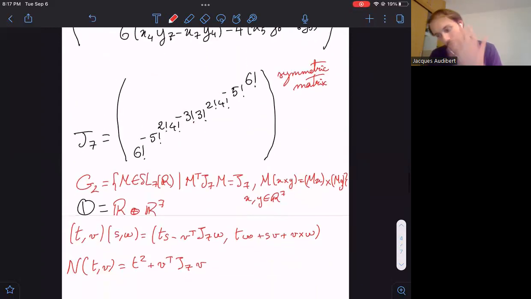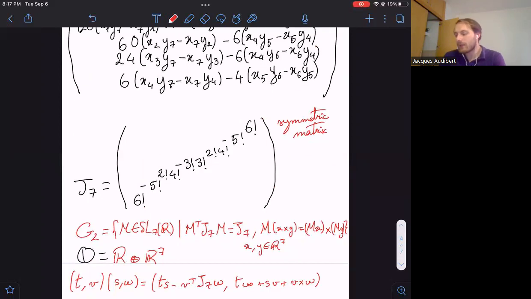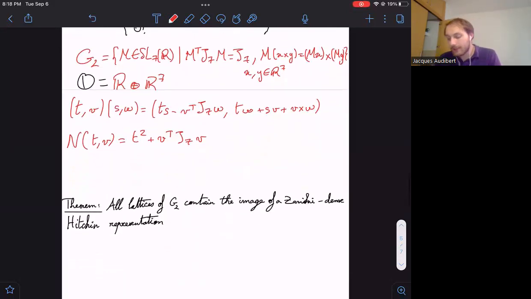Okay, so when G2 is defined, we can keep doing weird cross products and define in such a way the lattices of G2. Basically, for lattices of G2, you take Z coefficients for matrices, or Z[√2], or stuff like this. And the theorem is that all lattices of G2 contain the image of a Zariski dense Hitchin representation. Here I emphasize that it's about uniform or non-uniform. There is only one, up to conjugation and finite index, non-uniform lattice in G2.